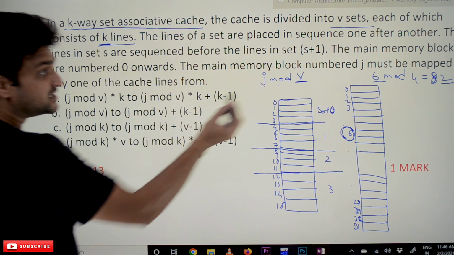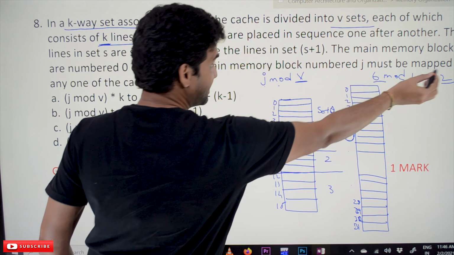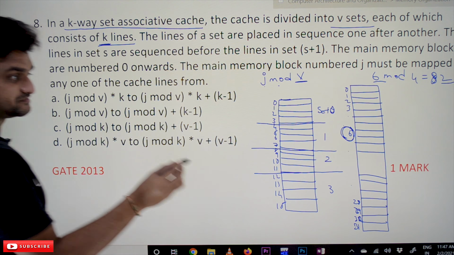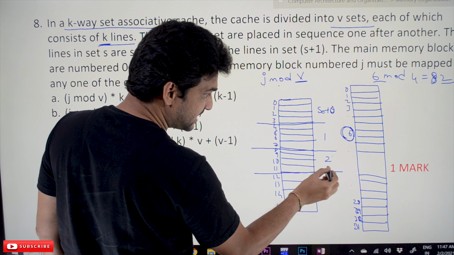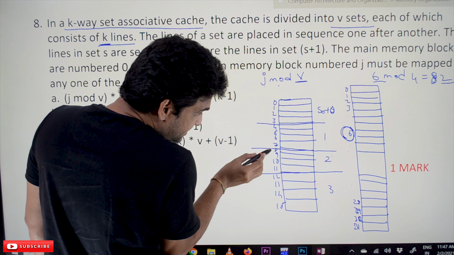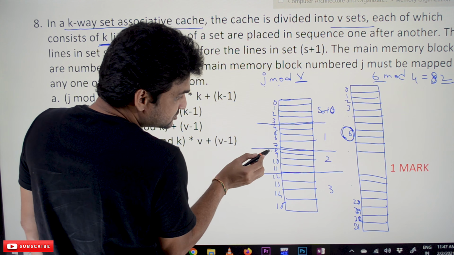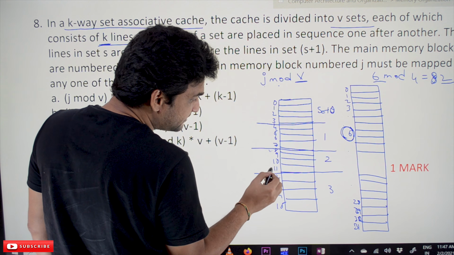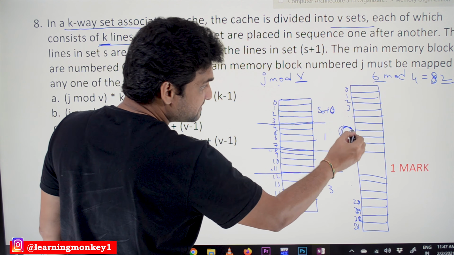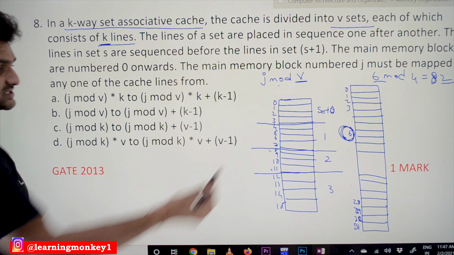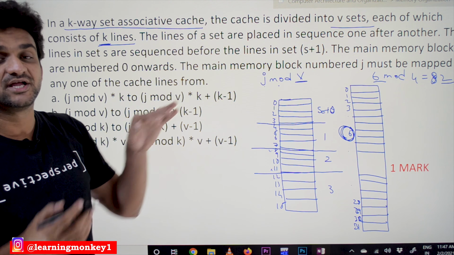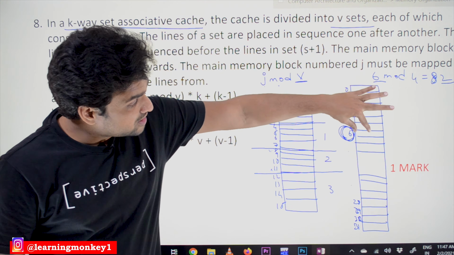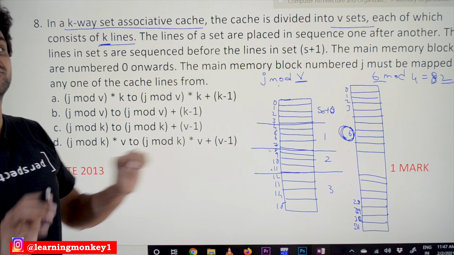So the question is, J must be mapped to any one of the cache lines from where to where? This second set will get mapped from the 8th line of the cache memory to the 11th line. Within these 4 lines, this 6th block of the main memory will get mapped. So they are asking from which line of the cache memory to which line of the cache memory the block of the main memory will get mapped. That we have to find out.